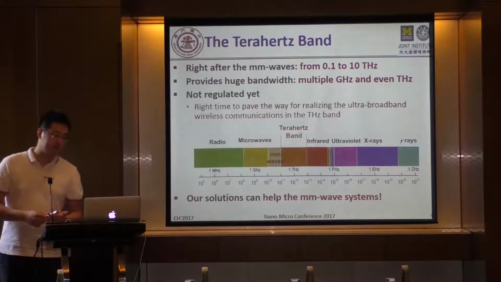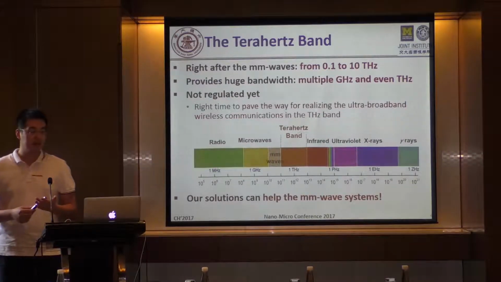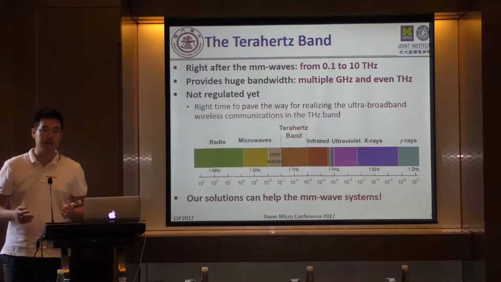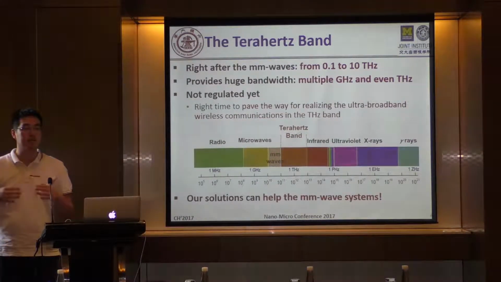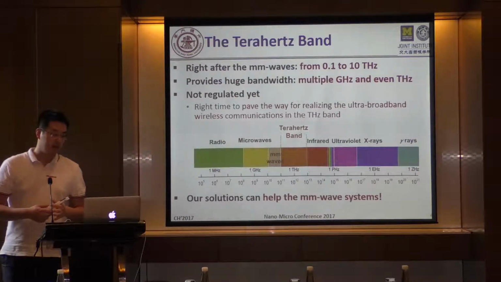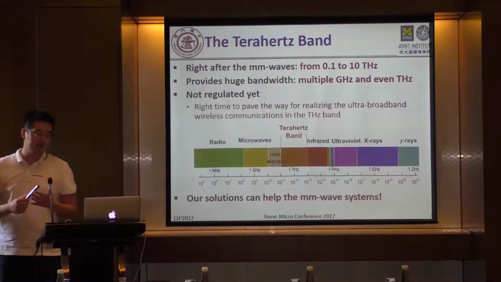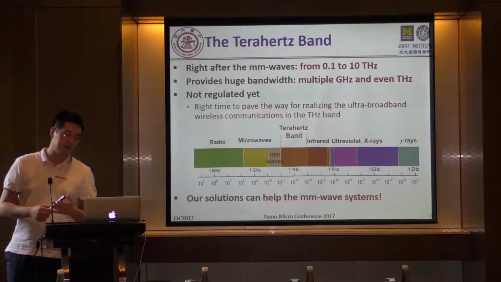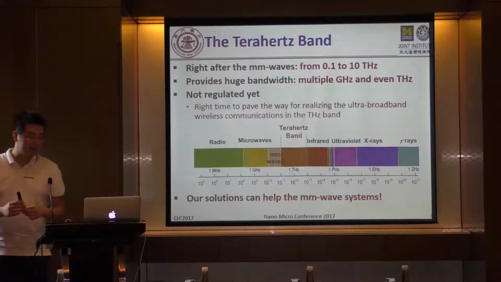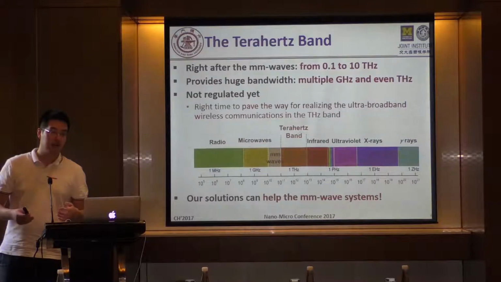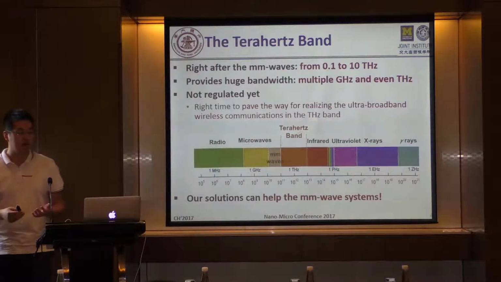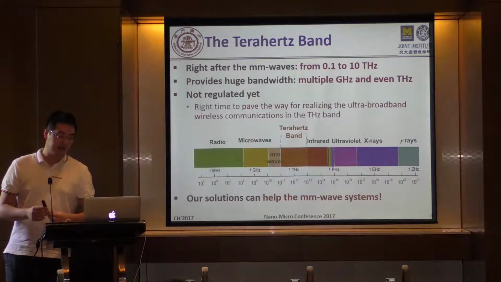We can try the Terahertz band, which lies right after the millimeter wave, starting from 0.1 to 10 terahertz. I understand that we might have different definitions for the Terahertz band, but in general, this is a broad definition. The big advantage is that it provides huge bandwidth, multiple gigahertz or even terahertz. Another thing is it is not regulated yet, so that's why we are here to take this right time to pave the roadway of realizing Terahertz band communication.